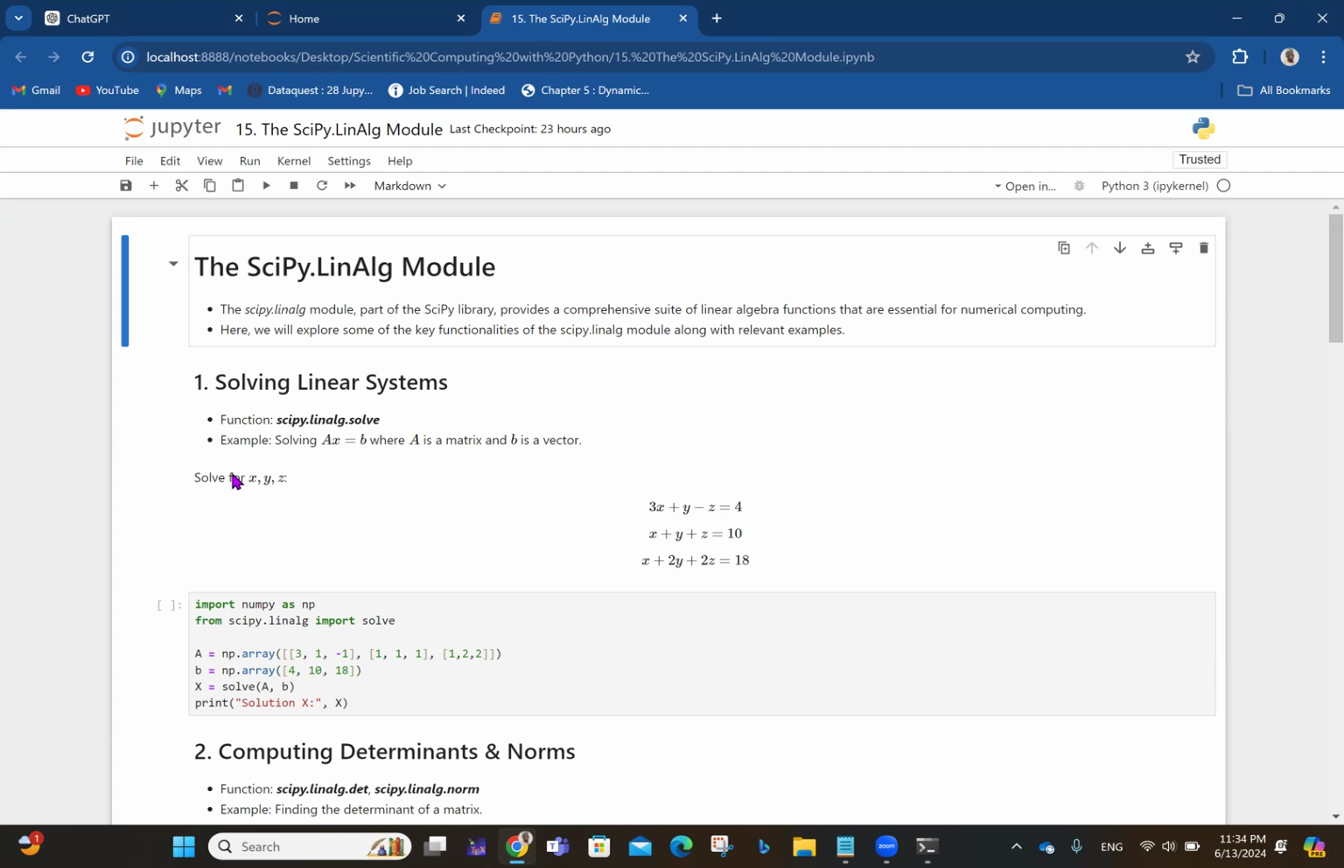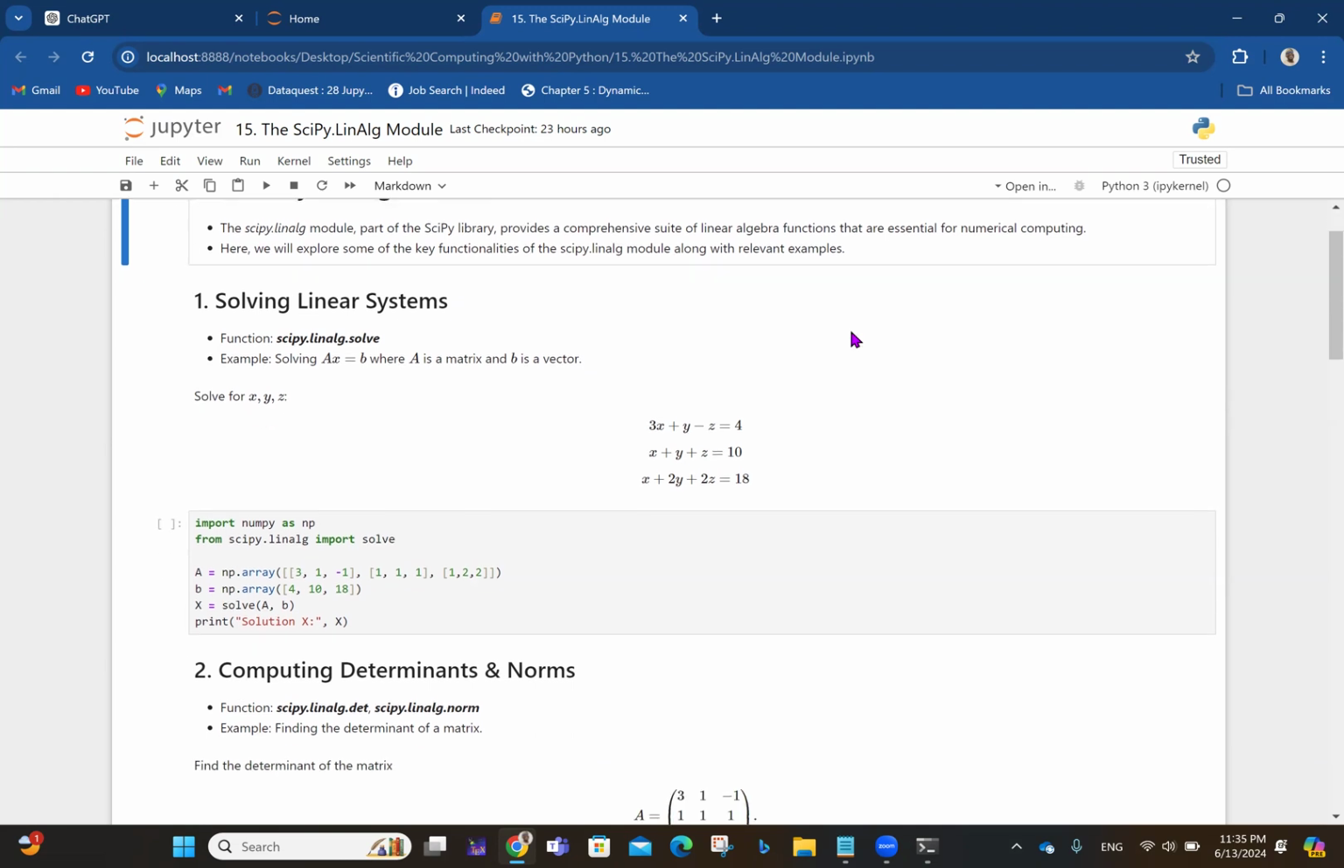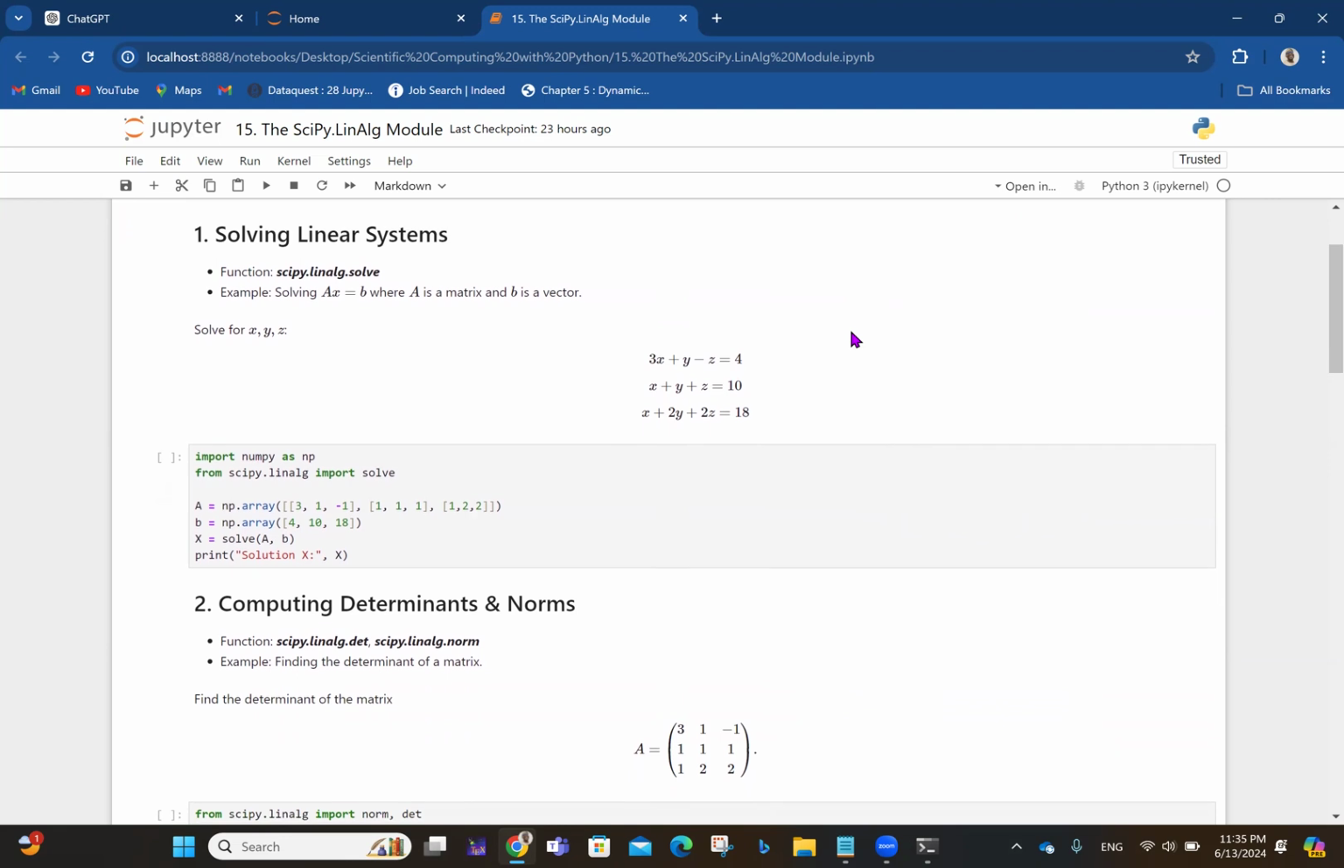So let's go to what we have, the SciPy.LinAlg module. The SciPy.LinAlg module, like we already know, is part of the SciPy library, and it provides a comprehensive suite of linear algebra functions that are essential for numerical computing. In this video, we will explore some of the key functionalities of the SciPy.LinAlg module, along with relevant examples. First of all, since we are dealing with linear algebra, it means that we can solve systems of linear equations using LinAlg. So that's what we're considering.